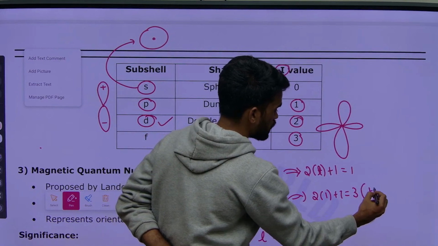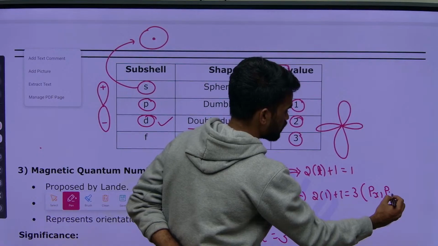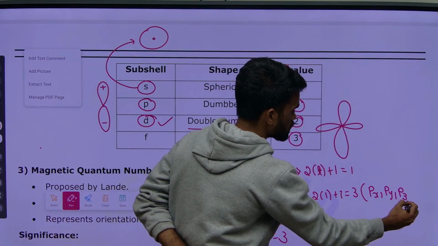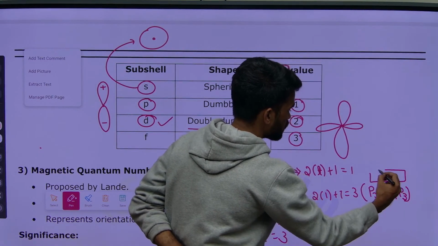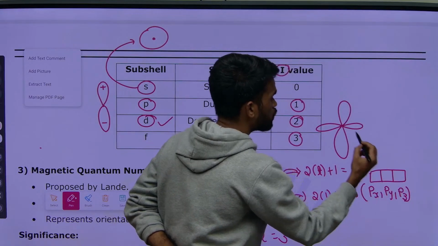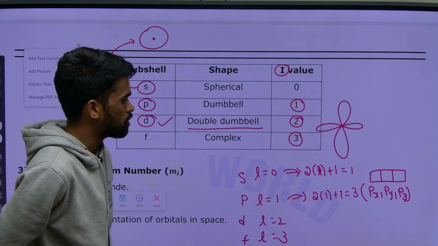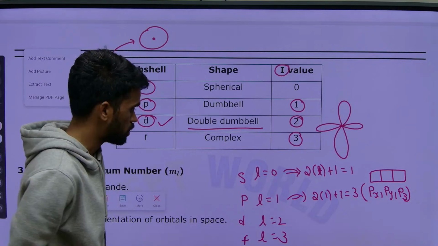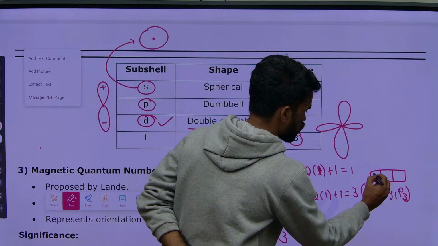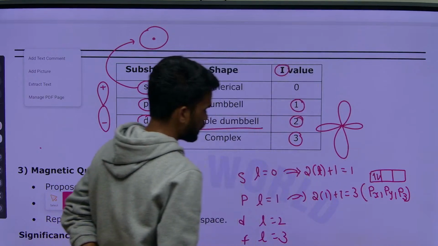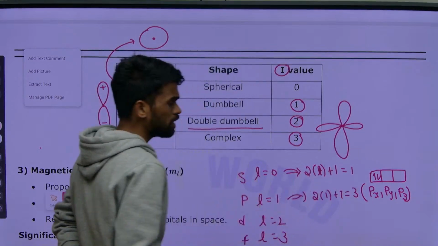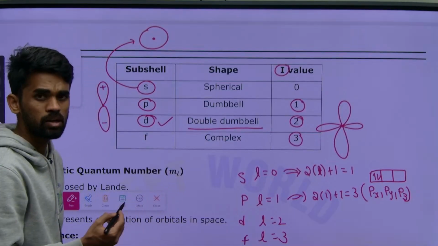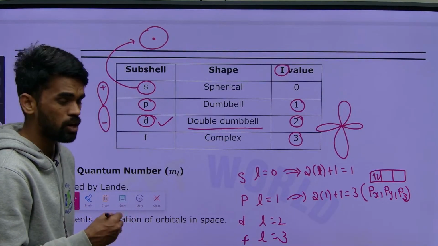What are those P orbitals? Px, Py, Pz. That's why whenever we are writing the electronic configuration of P orbitals, we are making it as 3 boxes, each orbital represented by 1 box here. Each box can accommodate 2 electrons like this. That filling follows the Aufbau principle, Pauli's exclusion principle, and Hund's rule. I hope you know that.